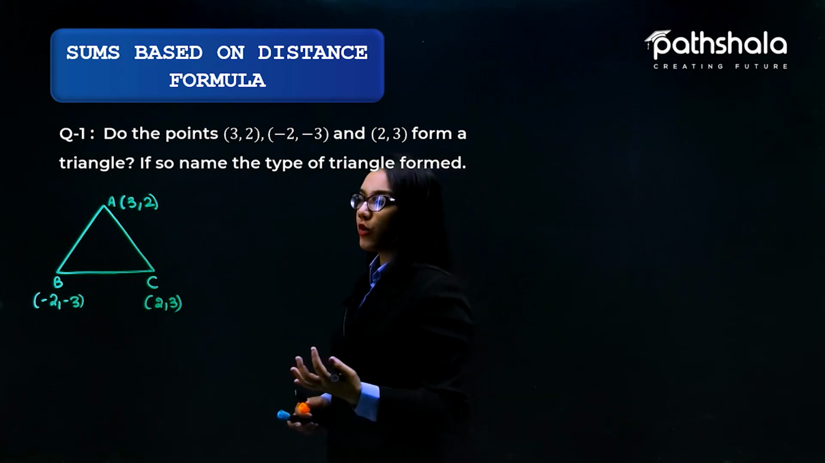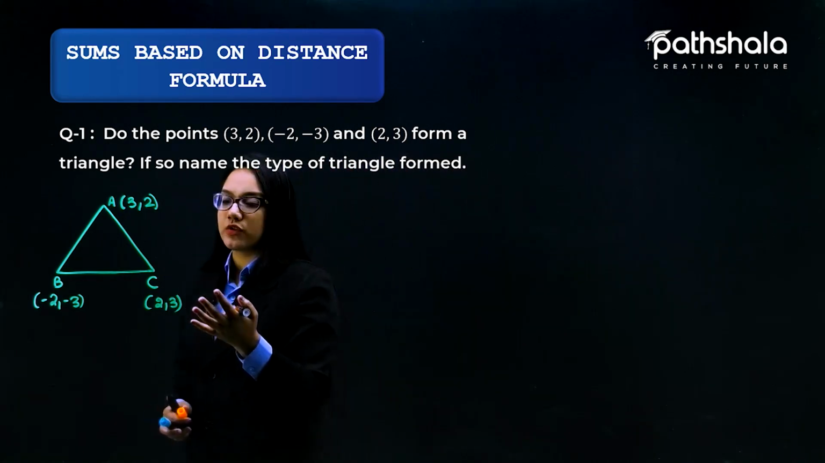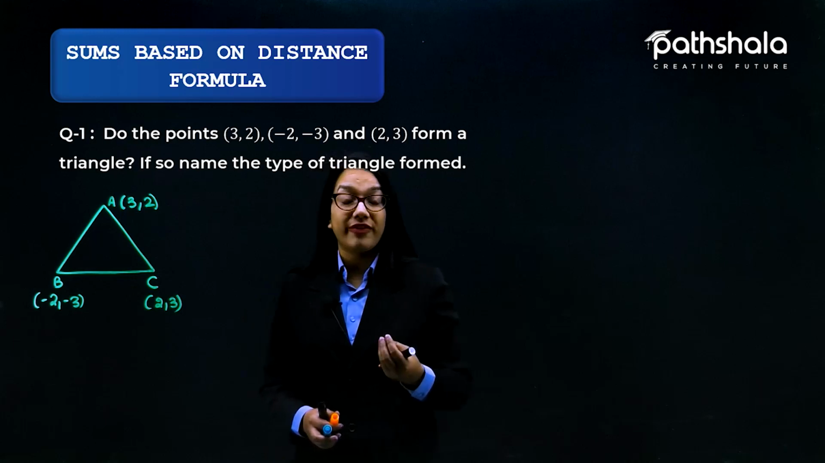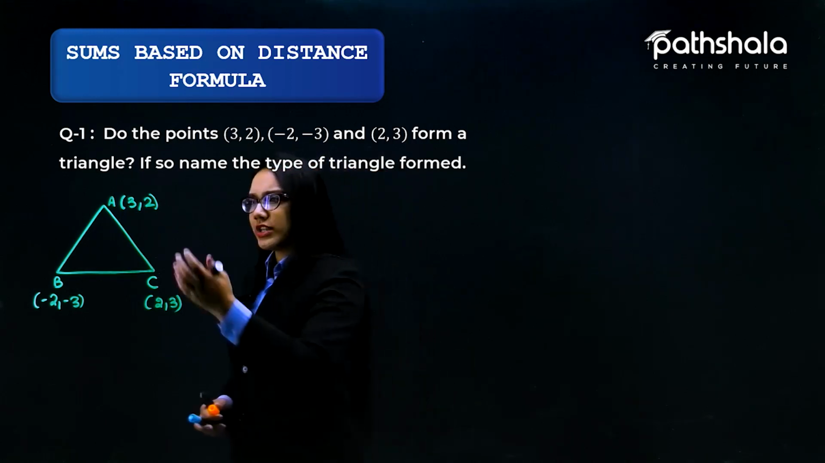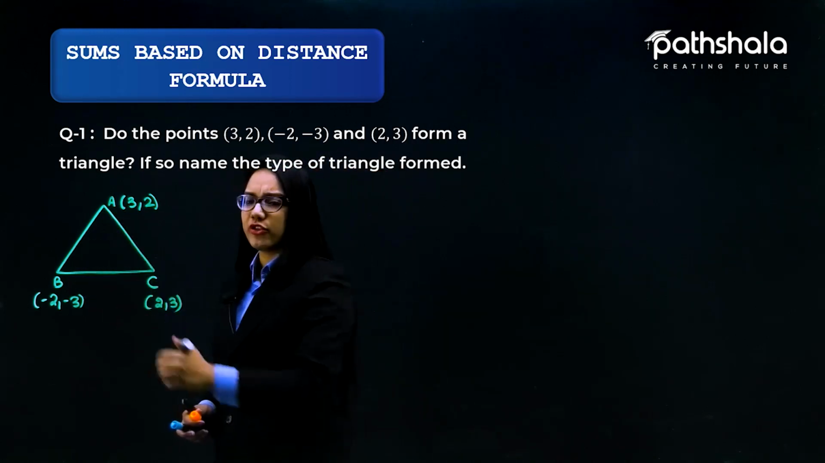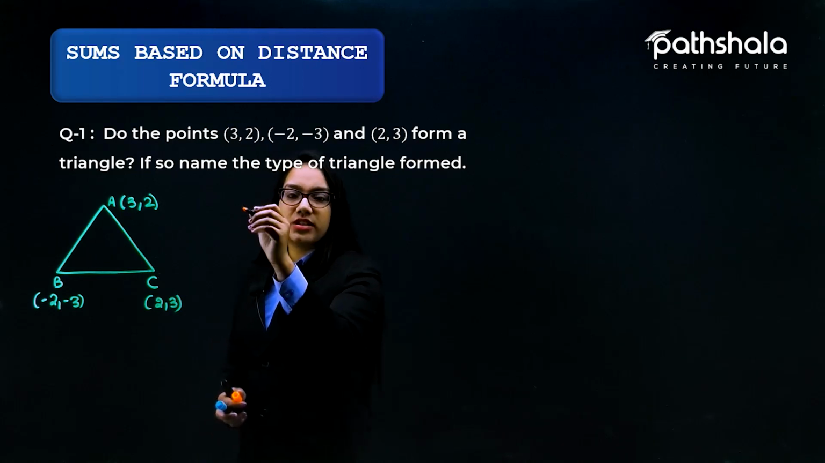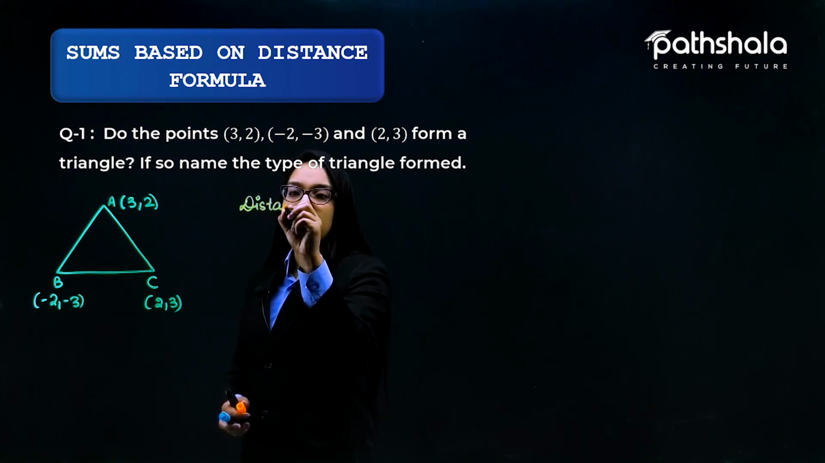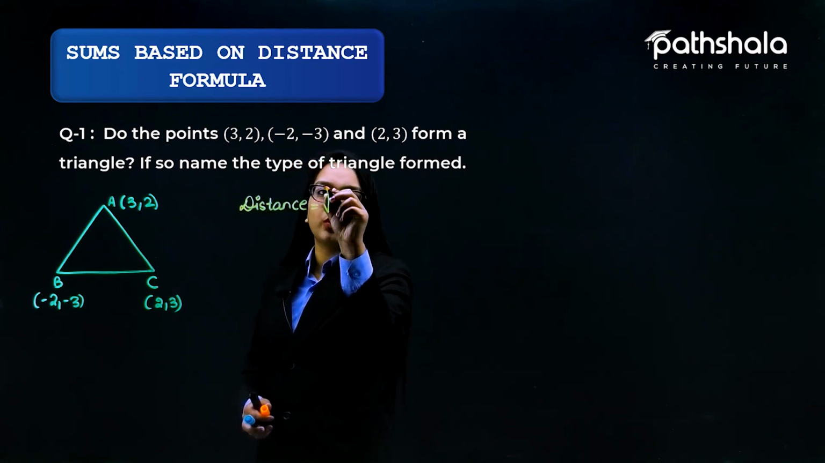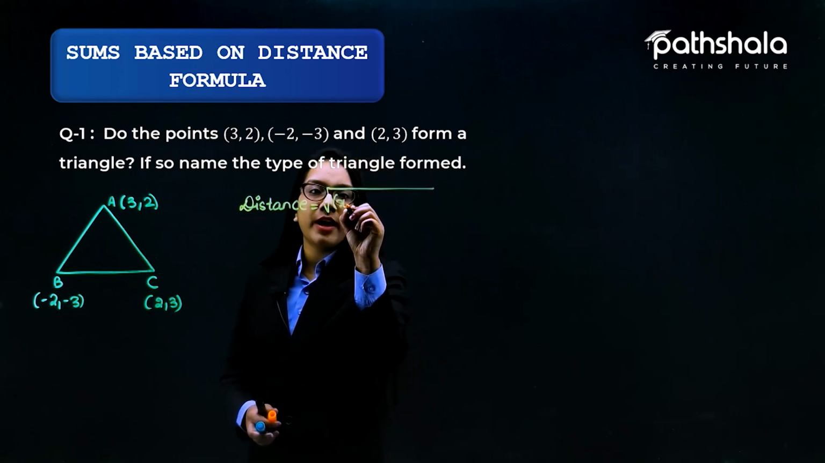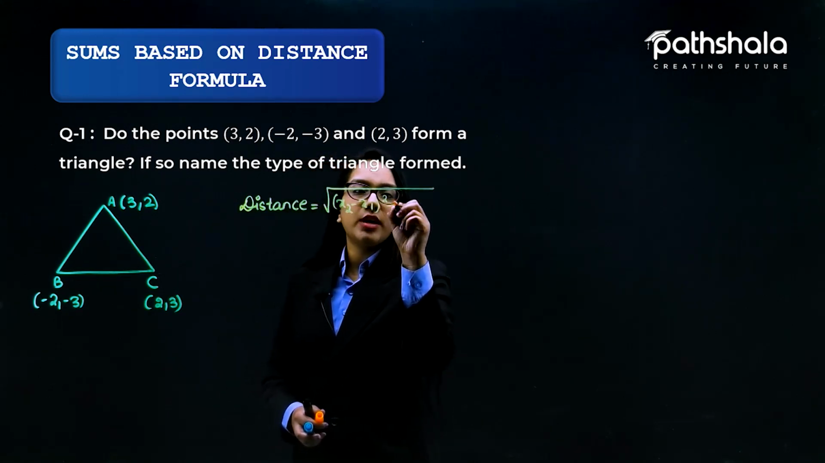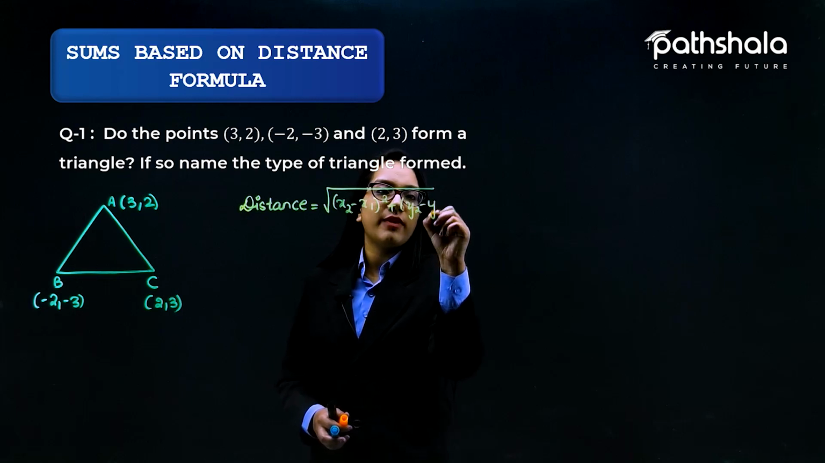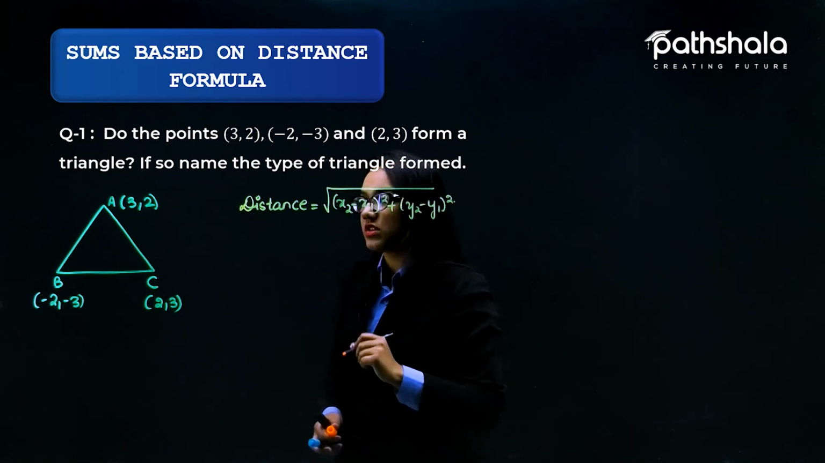First of all, we'll find the distance of the points from each other. Let's start by finding the distance AB first. We do know that the distance formula is the square root of (x2 minus x1) whole square plus (y2 minus y1) whole square. This is nothing but the distance formula.